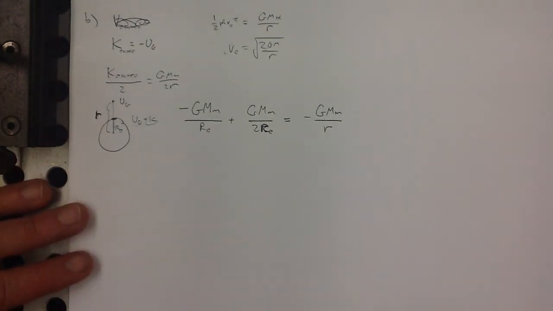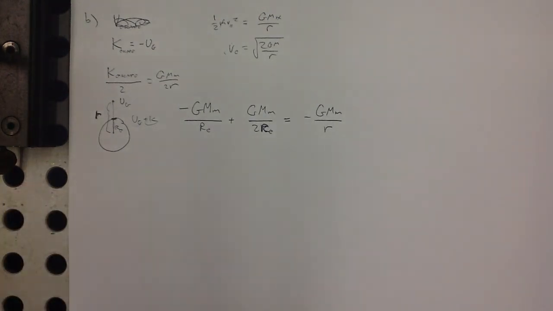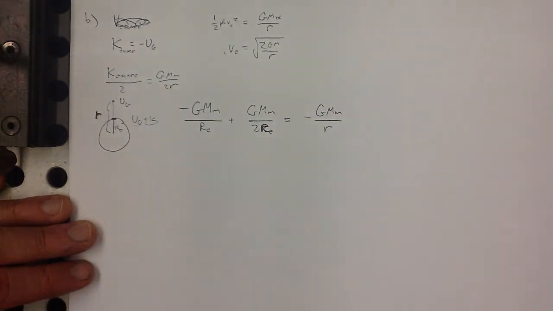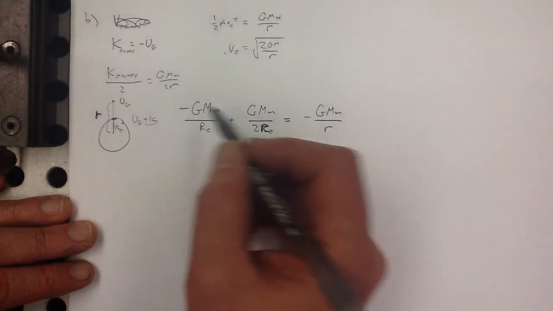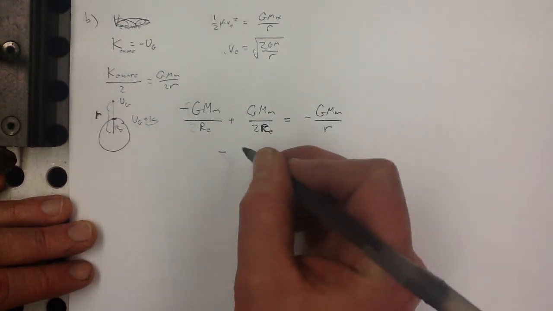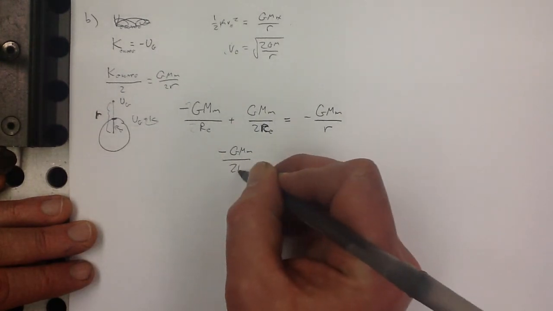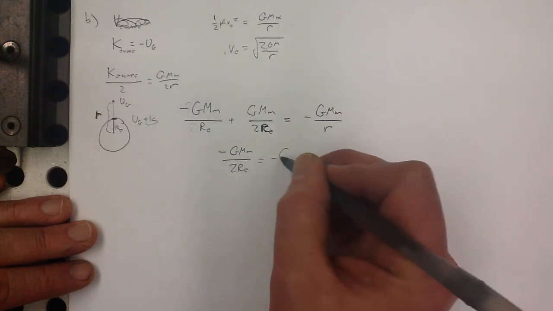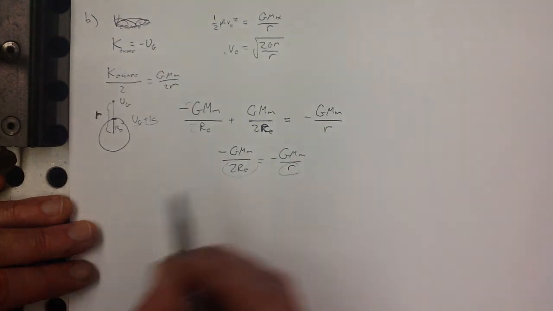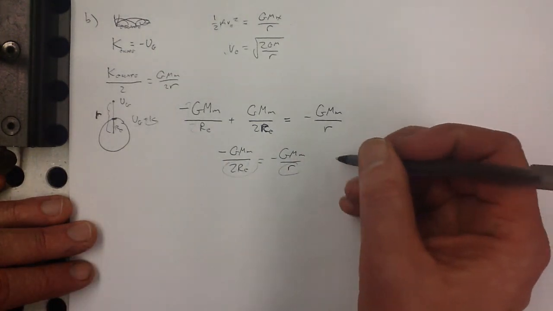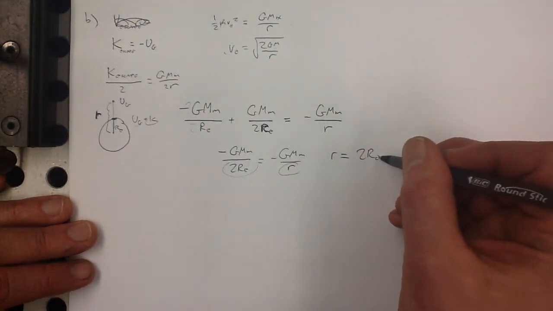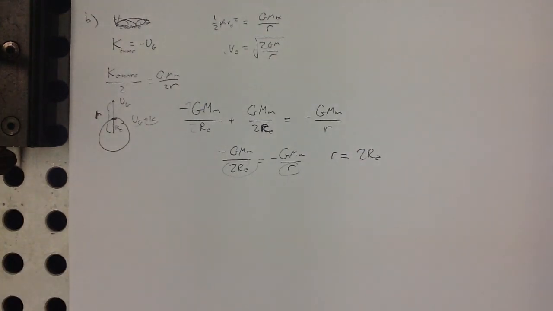Okay, so let's see what we can do with this. This and this combined together, we've seen this before. If I wanted a common denominator, I could just put 2's in there, so negative 2 of these means it's negative GMm over 2RE is equal to negative GMm over r. So you can cancel stuff out, but you can also see that since the numerators are equal, the denominators would have to be equal. So my radius, this is a full 2 radii of the Earth.